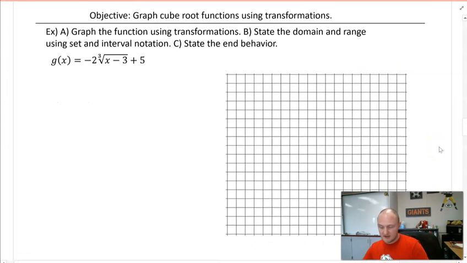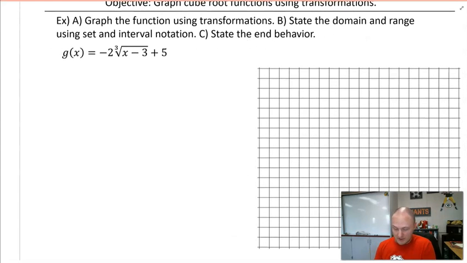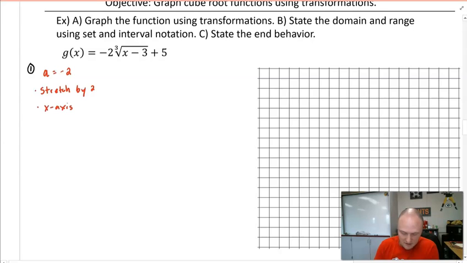Here is the first example, and we are asked in part A to graph the function using transformations. So I need my transformations. I'm going to do the same step as I did in the last problem, which is to identify what my a value is. And here, a is equal to -2. That's important because that's going to cause a stretch by a factor of 2, and we're going to have an x-axis reflection, or vertical reflection. Okay, so that's important.